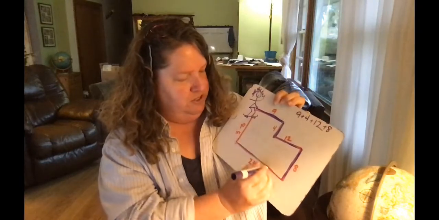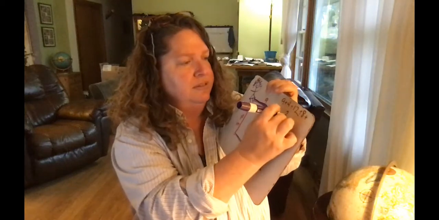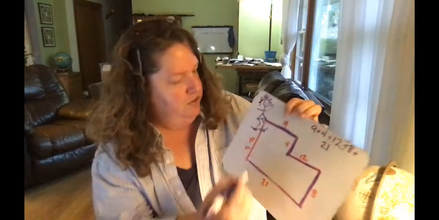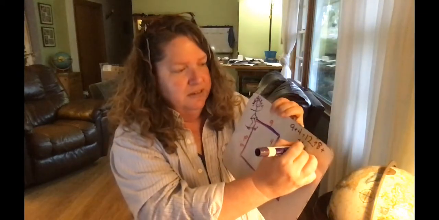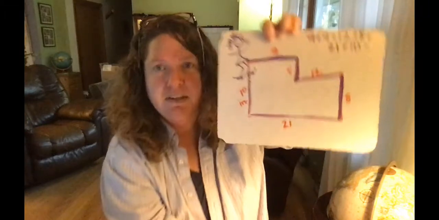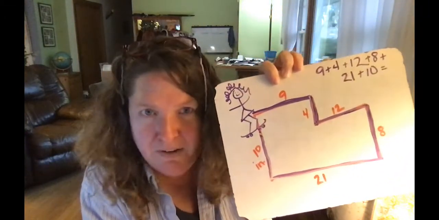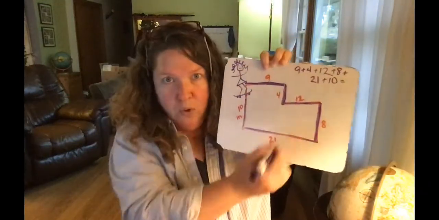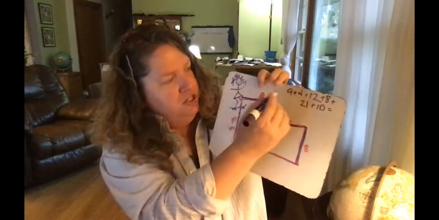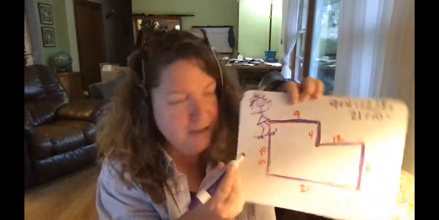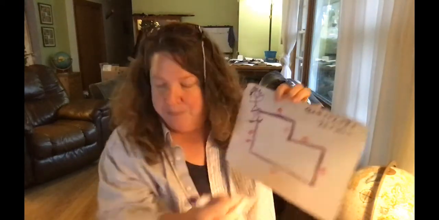This is a long stretch. She picks up 21 inches. She turns the corner. She picks up the last 10 inches, and she's back to where she started. That's how you find the perimeter. You need to add up all of the distances around the whole shape, and you can't cut any off. You have to go around the whole outside of the whole thing. So the distance that my person skateboarded was 9 plus 4 plus 12 plus 8 plus 21 plus 10.